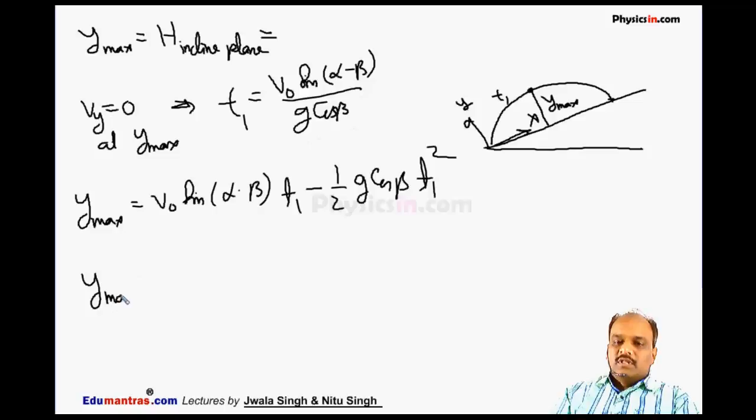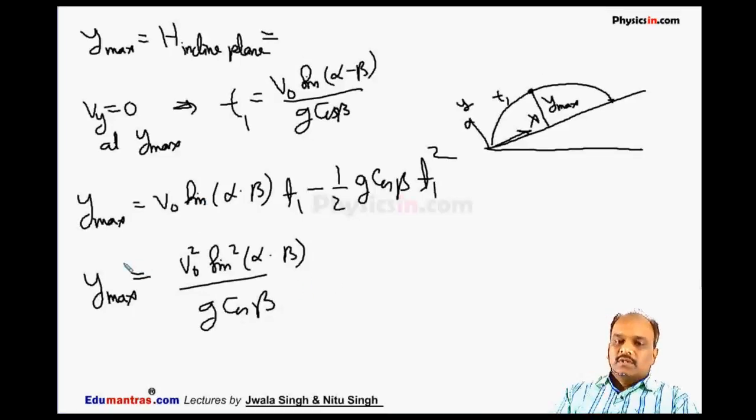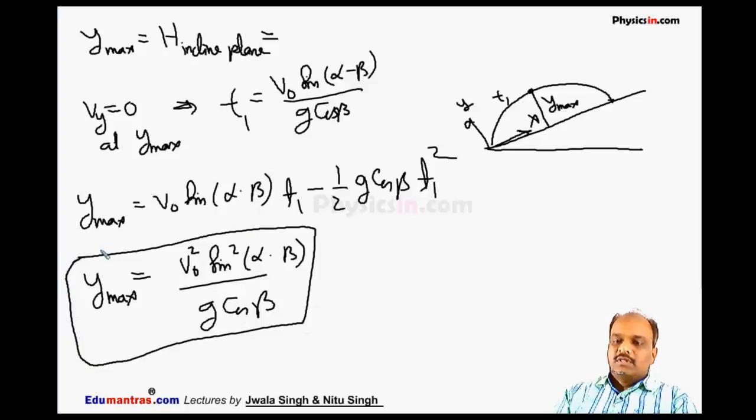Y max means the maximum height of this particle from the inclined plane. This is the maximum height from the inclined plane, not the maximum height from horizontal ground. It comes out to be V0 square sine square alpha minus beta divided by 2g cos beta. This is the maximum value of the y coordinate attained by the particle during the entire motion.